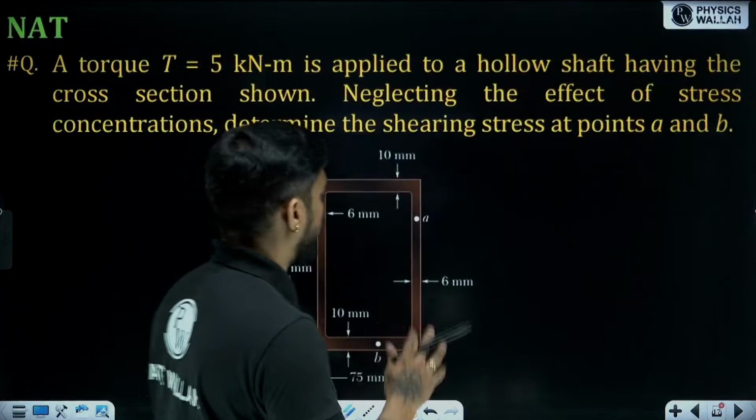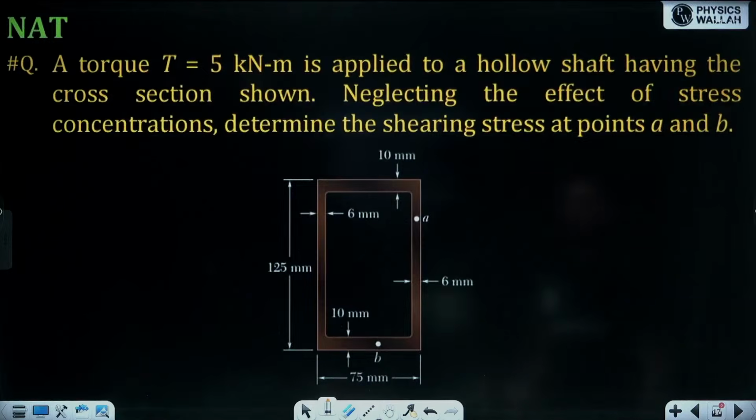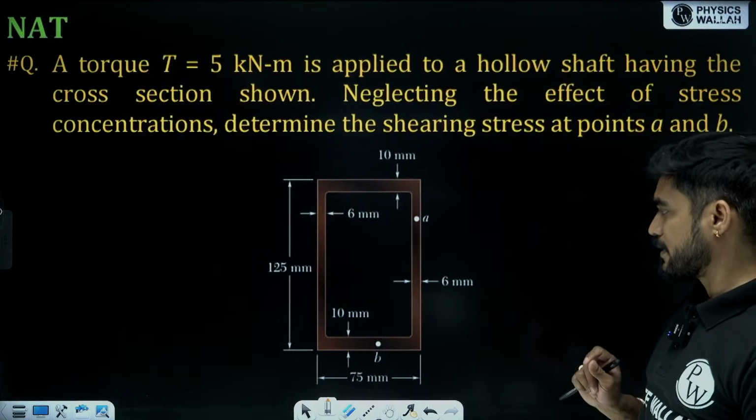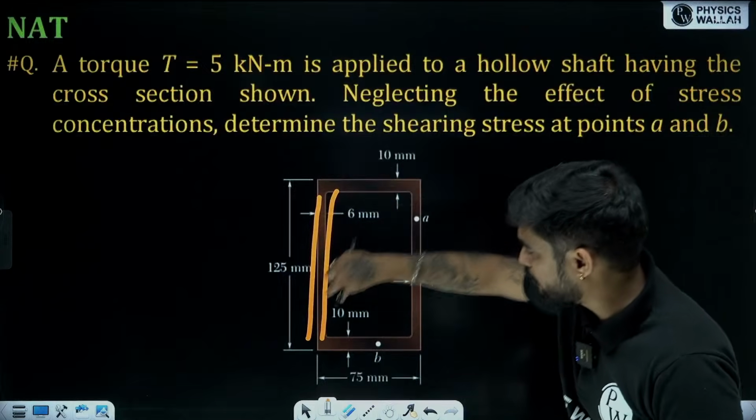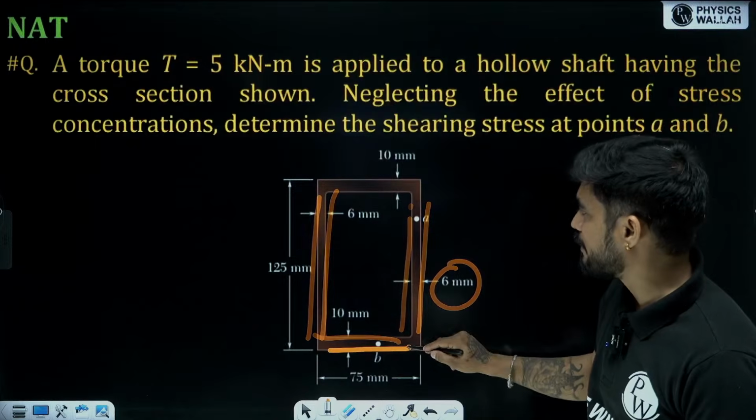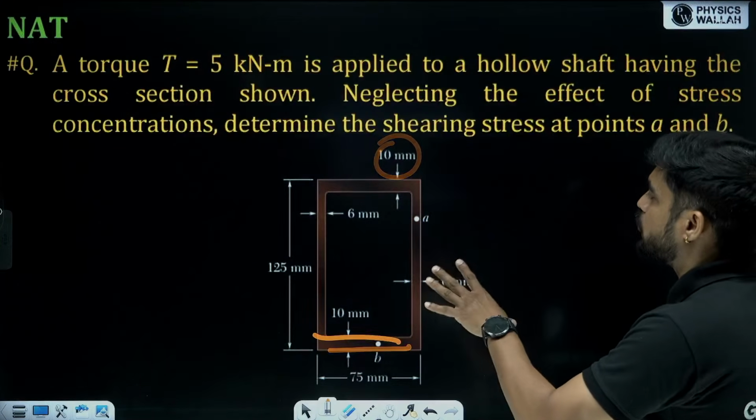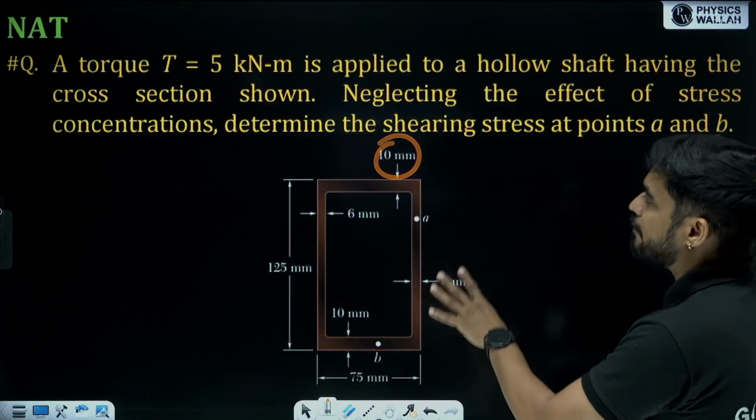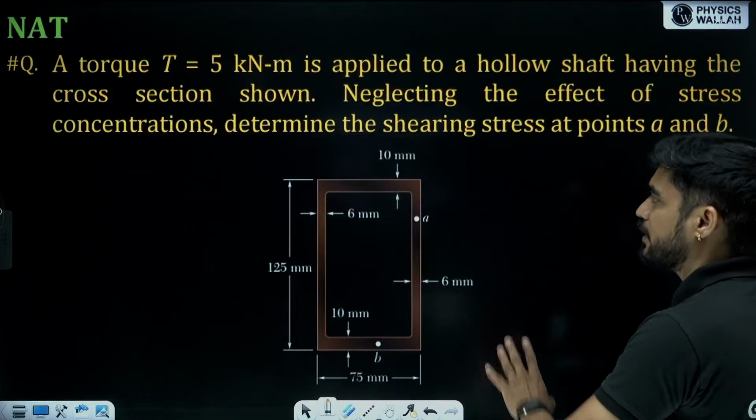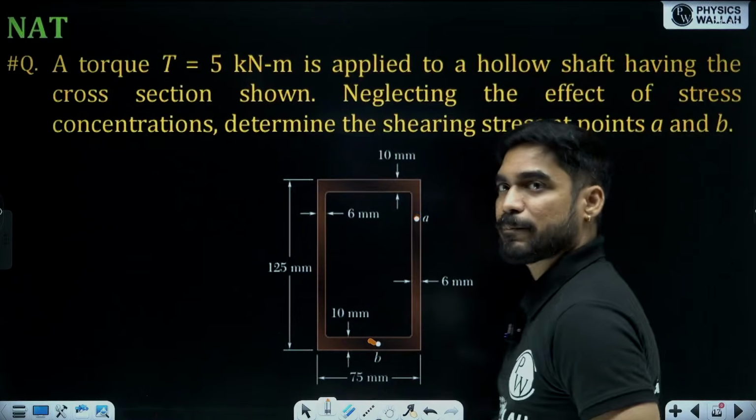This is the first problem. You can see a thin walled member with varying thickness. These vertical members have a thickness of 6 mm and these horizontal members have a thickness of 10 mm. A torque of 5 kilonewton meter is applied to a hollow shaft having the cross section shown. Neglecting the effect of stress concentration, determine the shear stress at point A and point B.